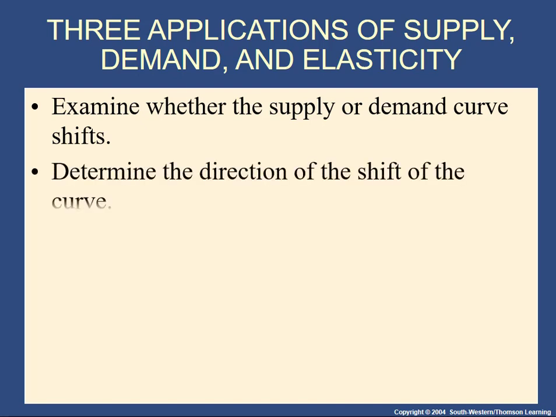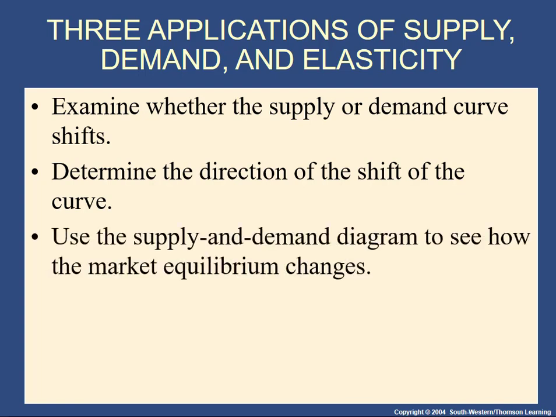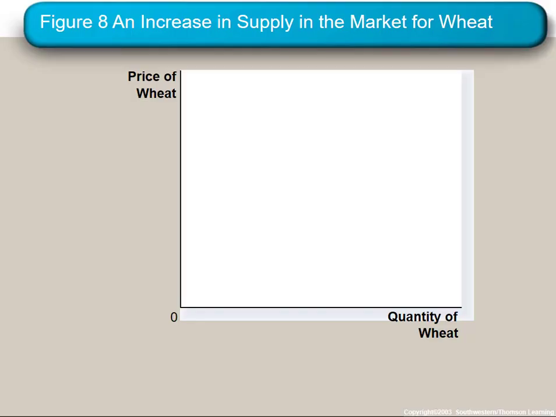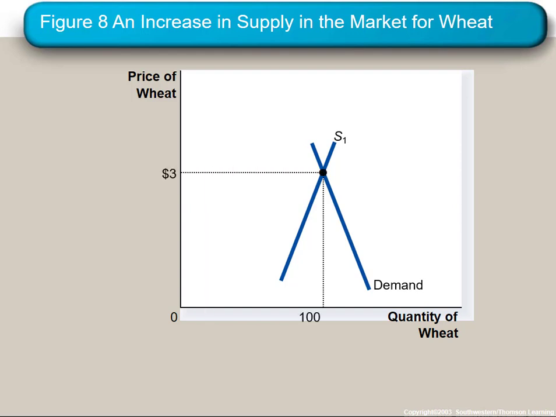So what we have to do is examine whether the supply or demand curve shifts and determine the direction of the shift of the curve, and then use the supply and demand diagram to see how the market equilibrium changes. So let's go ahead and take a look at that. Here we have a demand curve and a supply curve for wheat. Now, this would be a situation where there is time for the sellers to react somewhat. If they see a high price, they can produce a little bit more. So we don't have a perfectly inelastic supply curve. But you can see that the supply and demand curves look relatively steep, or relatively inelastic.